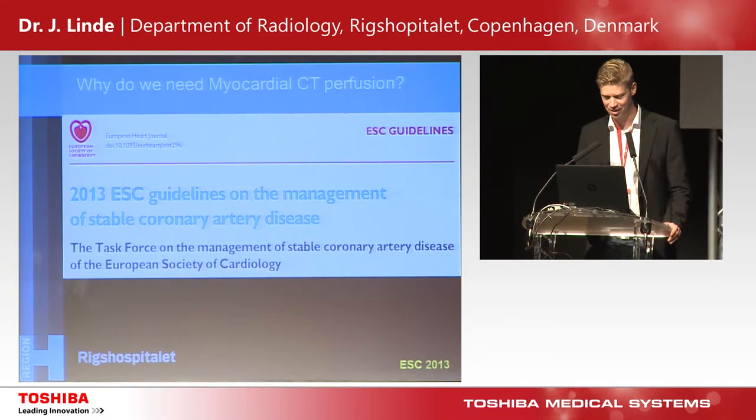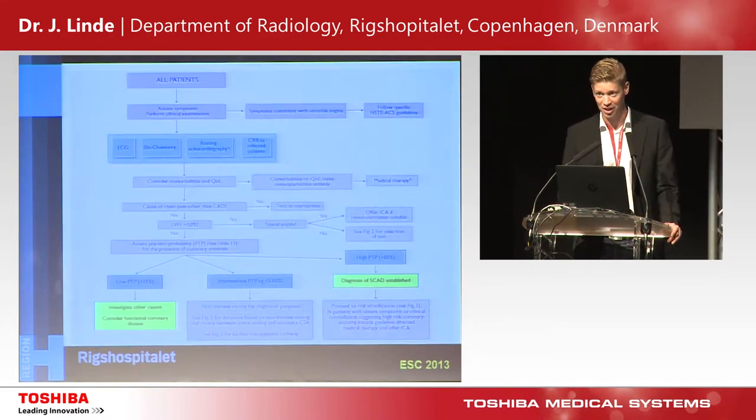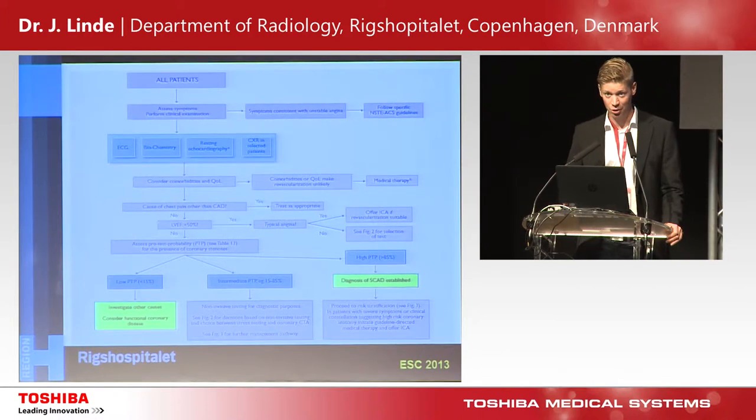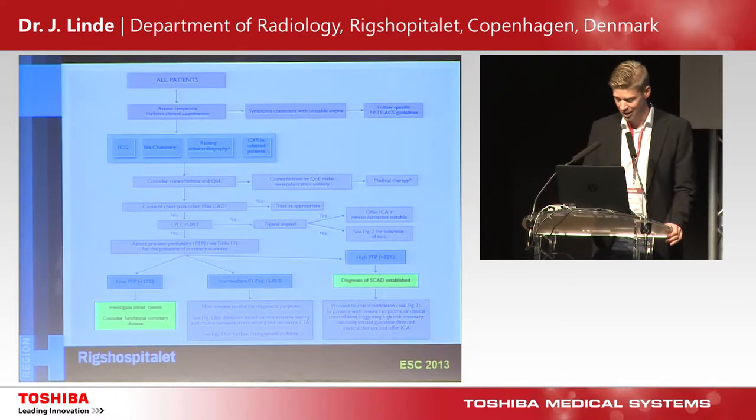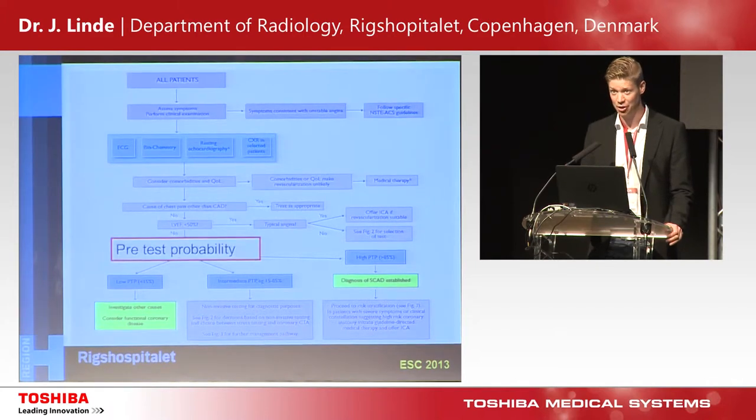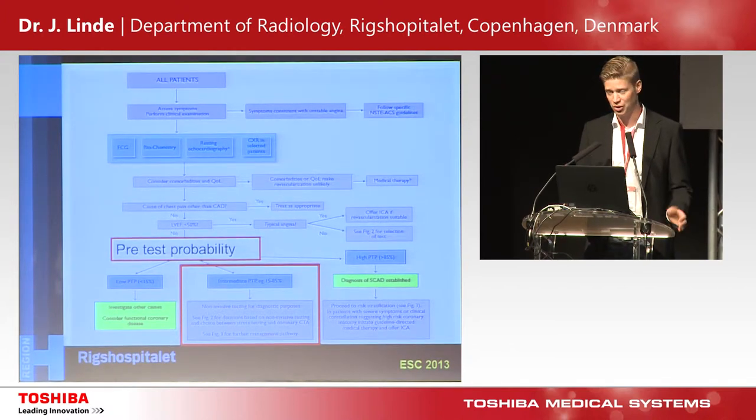I guess you have seen this slide and you know these guidelines published by the European Society of Cardiology on how to manage patients with stable coronary artery disease. It turns out to be quite complex, and I will not go into small details, but the bottom line is that we need to calculate the pretest probability of having coronary artery disease. And patients with intermediate pretest probability between 15 and 85%, those are the patients that we want to do non-invasive testing on.